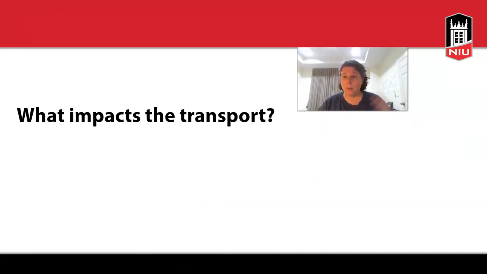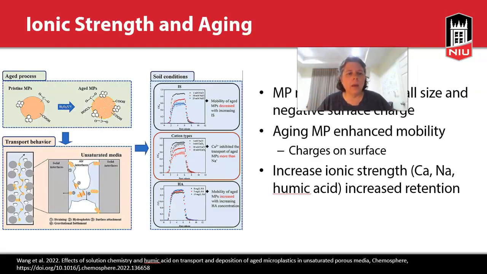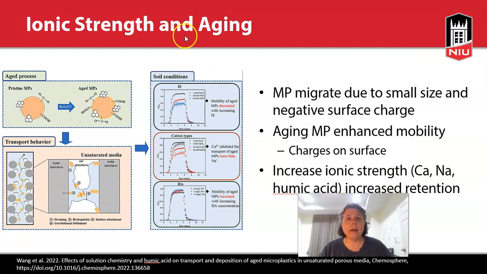Well, great. We know that they're there. They can get into our groundwater. Wonderful. But what impacts that transport? How do they migrate into there? A couple different papers have looked at this issue. One of them was ionic strength and aging. Microplastics migrate due to their small sizes, because they are particles. What they do is move in the interstitial space between the grains. You can kind of see that here, the microplastics moving between the grains.